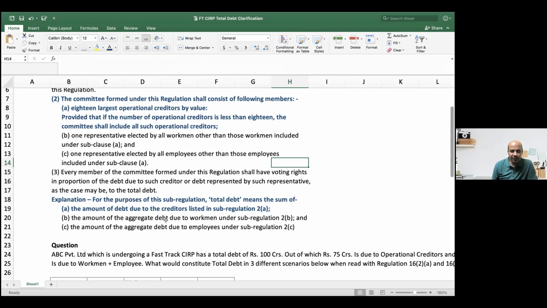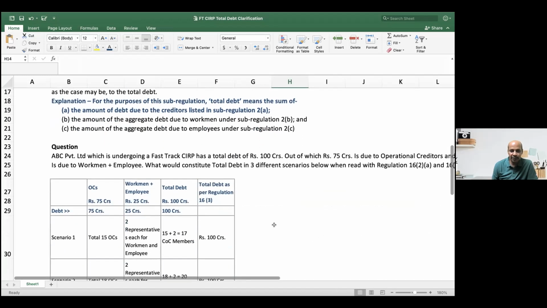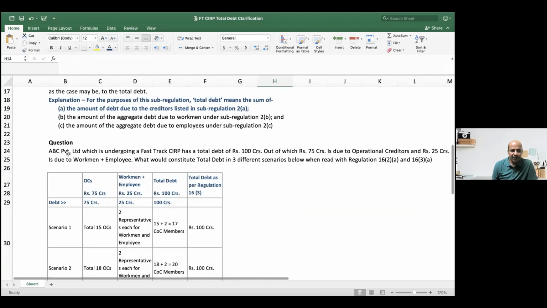Now the important point over here, if you see 3A, it says amount of debt due to creditors listed in sub-regulation 2A, which means hypothetically, as an example, okay, let me show this case study, then I think it'll be more clear. So here what I've done is a simple scenario. ABC Private Limited, which is undergoing a fast track CIRP, has a total debt of rupees 100 crores, out of which 75 crores is due to operational creditors and 25 crores is due to workmen plus employees.